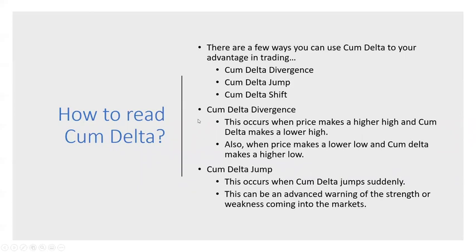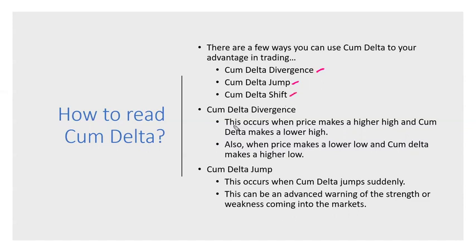Now we come to the cumulative delta, and how to read it. There are a few ways you can use cumulative delta to your advantage in trading. The first is delta divergence. Second is cumulative delta jump. And third is cumulative delta shift. We will look into the chart soon and see examples of all three.